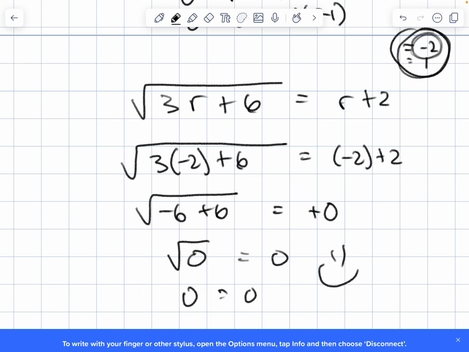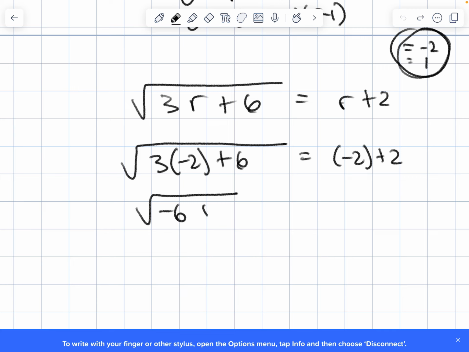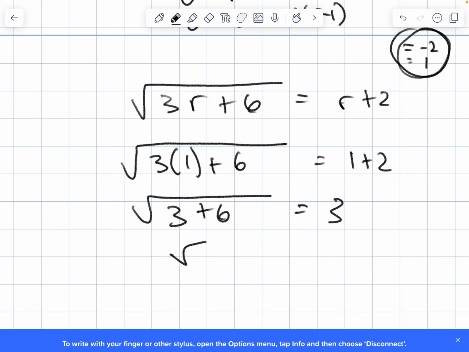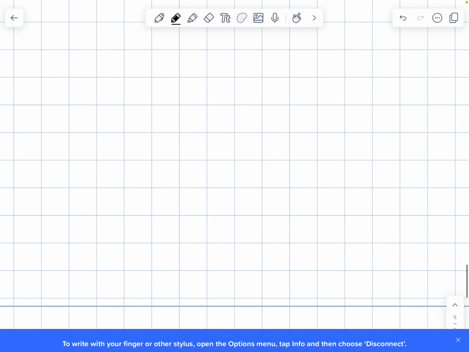Now we're going to try the other solution, which is 1. Substituting 1 in place of r, that's going to give us 3 plus 6, which gives us the square root of 9, and that works. So in this case, both of them work. There are no extraneous solutions. Sometimes one will work and another one won't, but in this case, both happen to work.